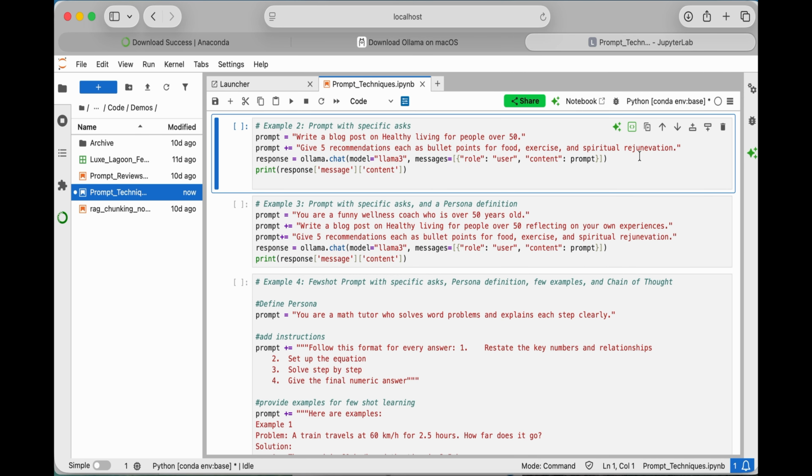This was a good start to our blog post, but I have some very specific requirements that I want to fulfill. I want this blog post to be focused on providing guidance to people over 50 years old, and I also want its structure to be such that it has three broad categories on food, exercise, and spiritual regeneration. I want 5 recommendations under each of these categories. So as you can see, I have updated my prompt with this revised instruction.